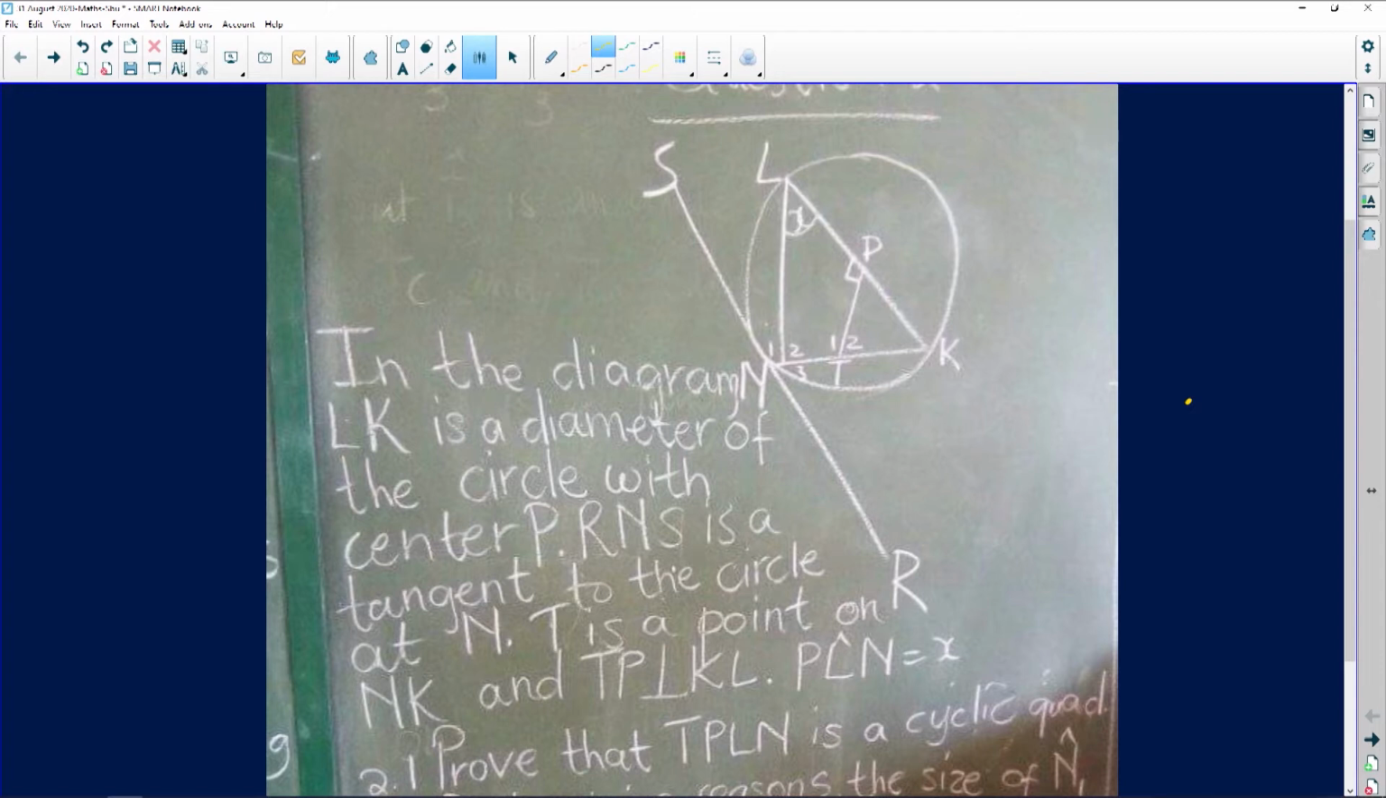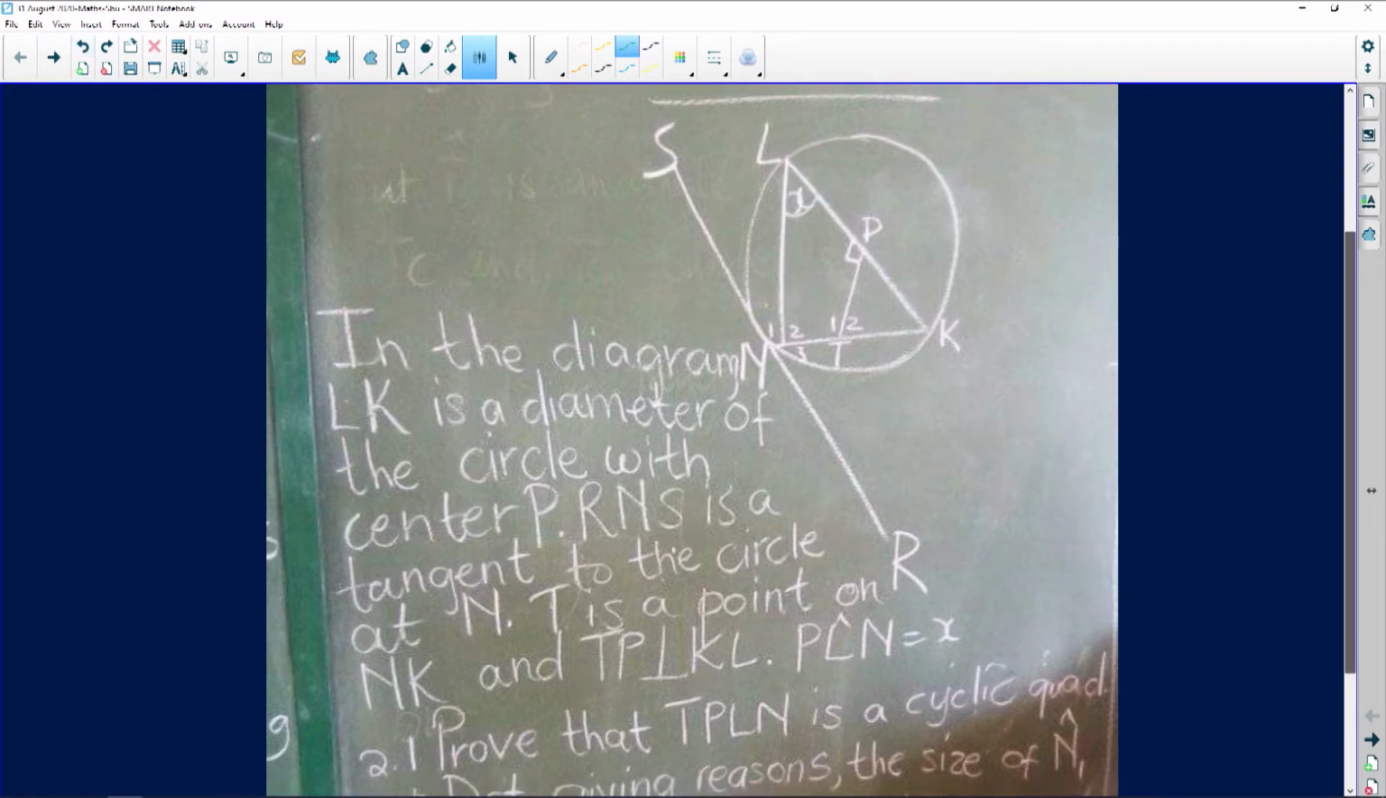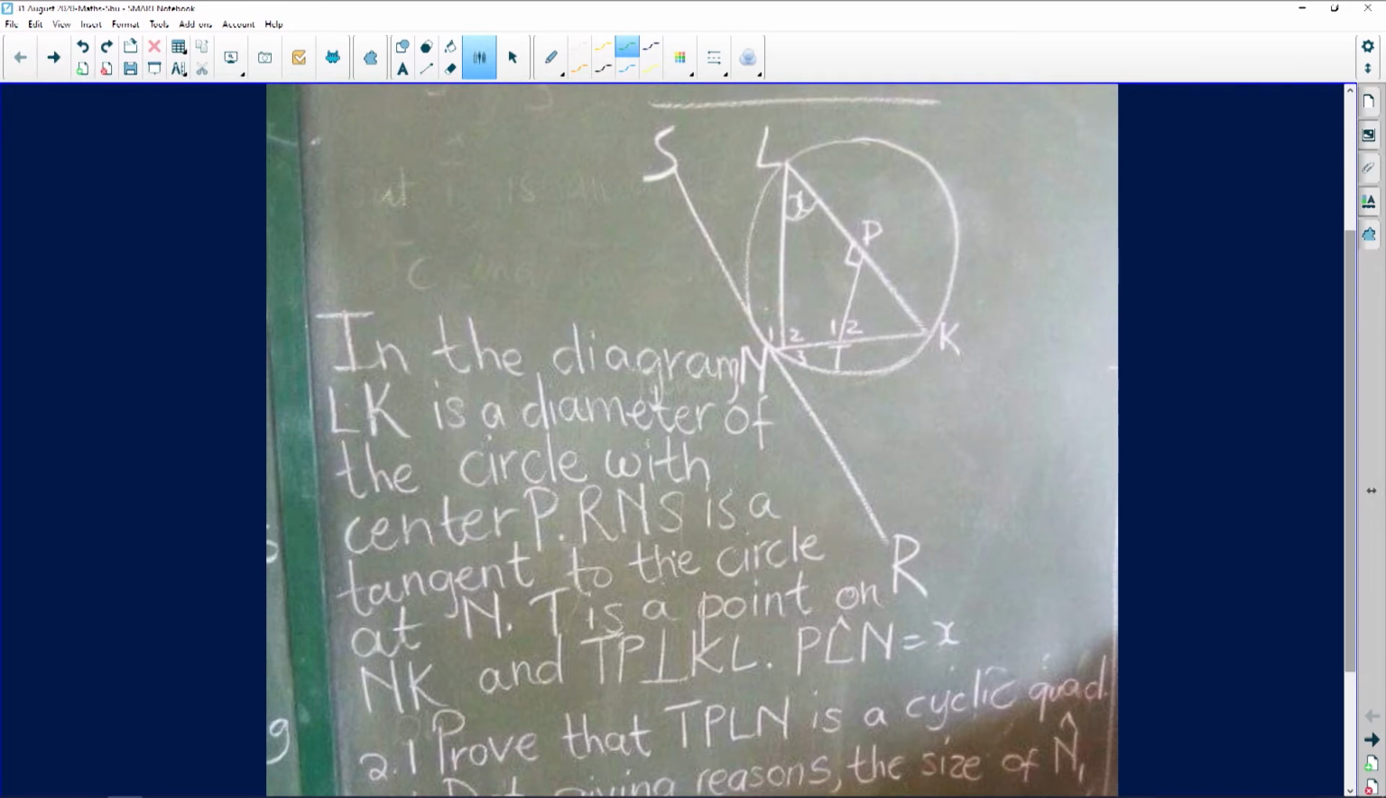It says, in the diagram, LK is a diameter of the circle with the center at P, okay? So we clearly can see where that LK is. That's the diameter of this particular circle. That is definitely that particular line, okay? And we already see that point P will be the center of this circle. Awesome stuff, right? Now the statement proceeds and says RNS is a tangent, okay?